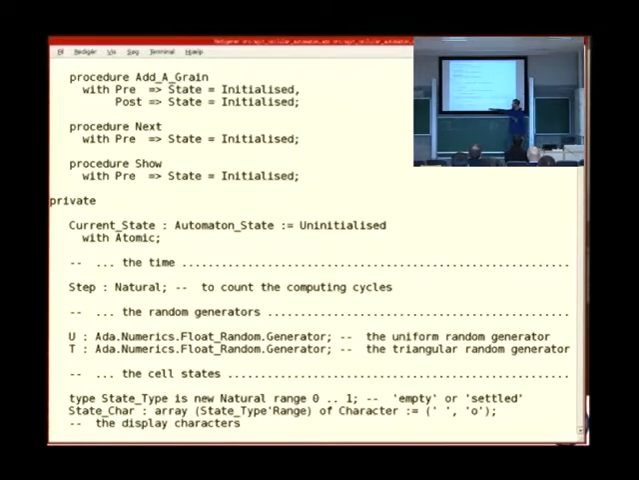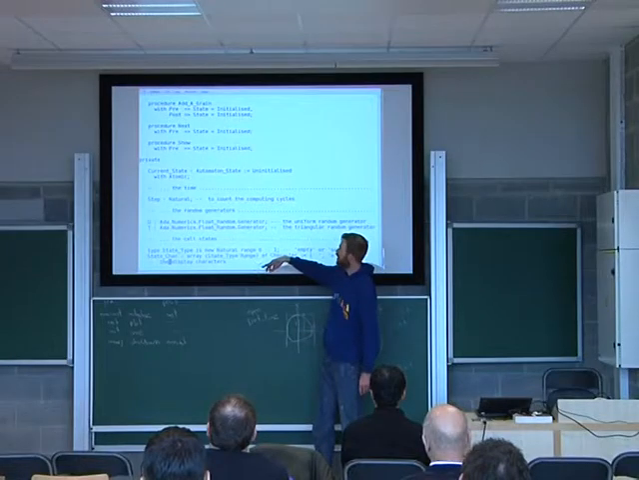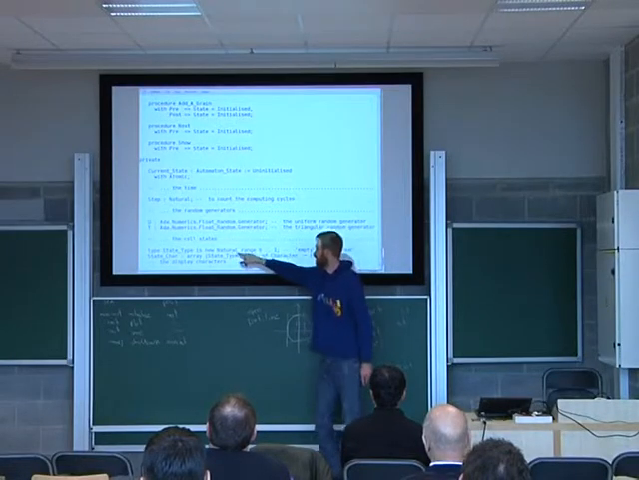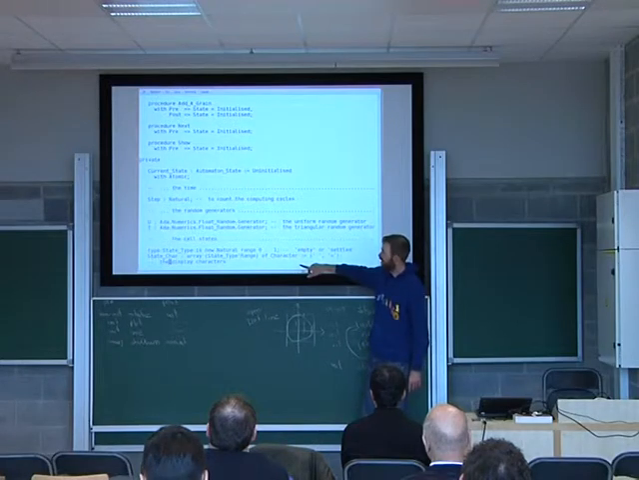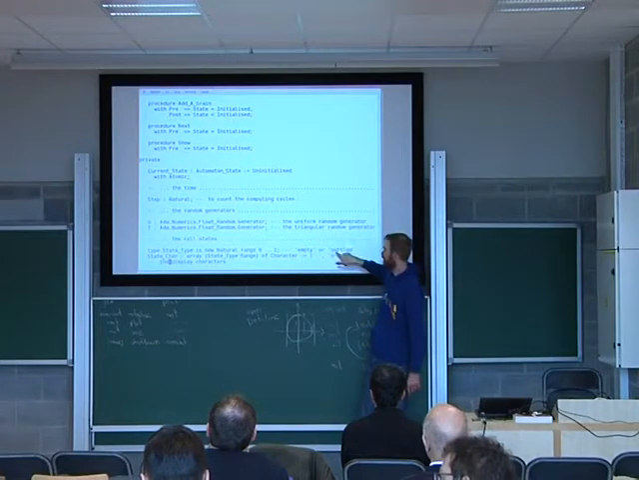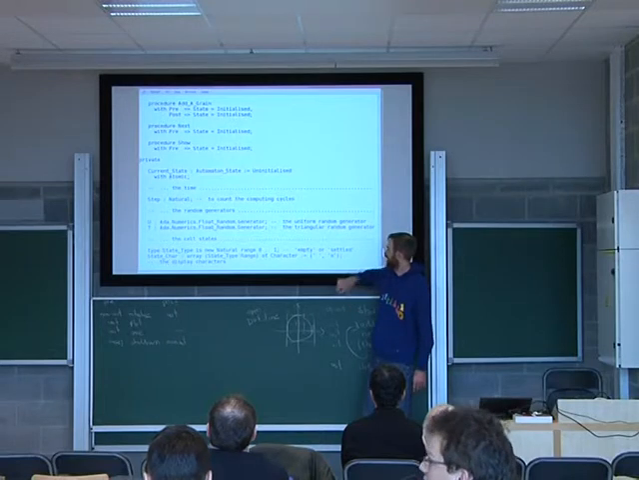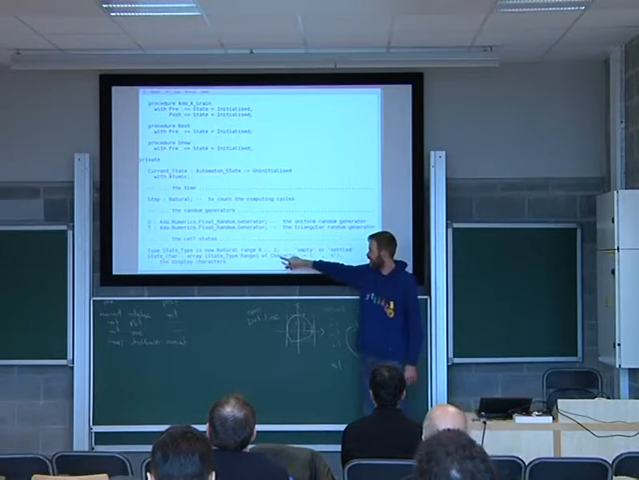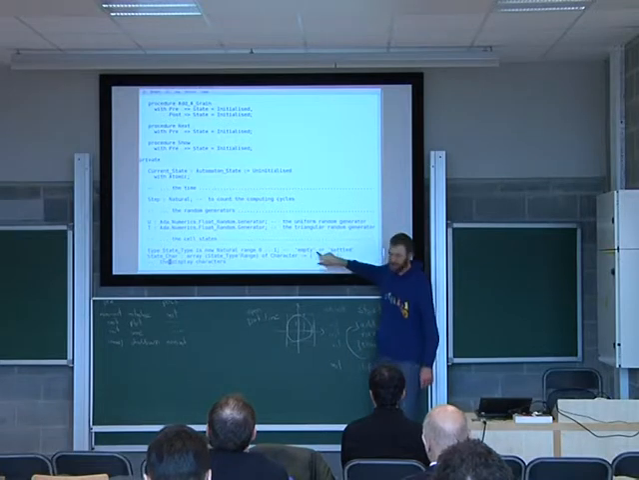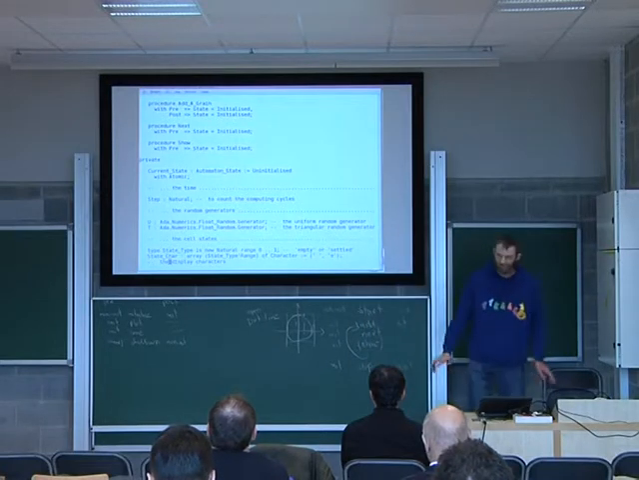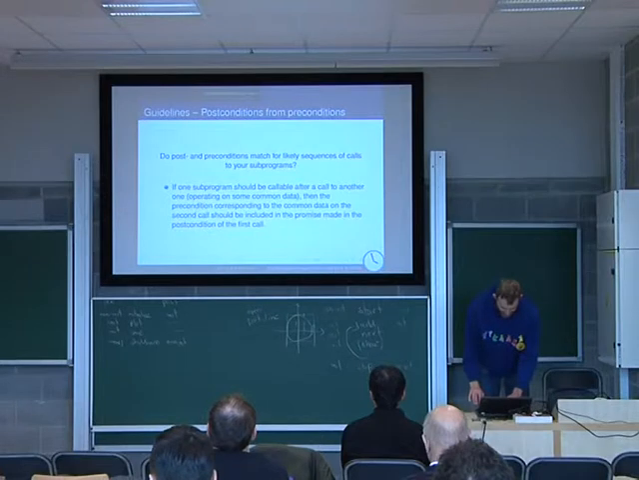In Ada, you can declare enumerated types as I did for the automaton state. So in a case like this, you really make a state type which is empty, settled, and then you write out this representation array with the characters, also making sure that you set that empty gives you space and settled gives you the lowercase row. But that's it.